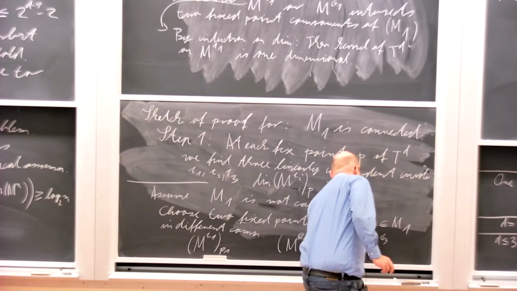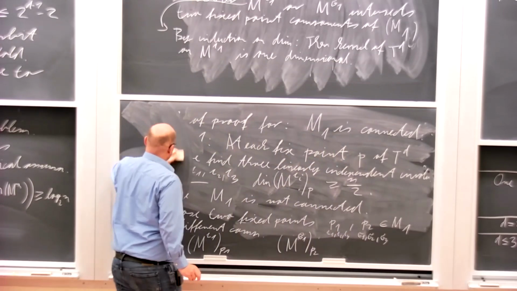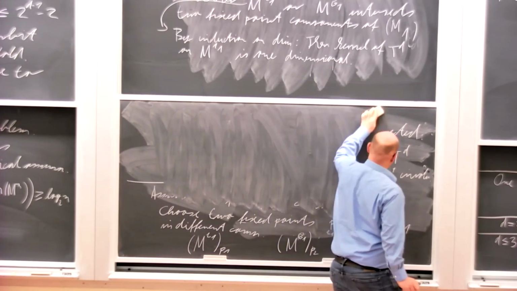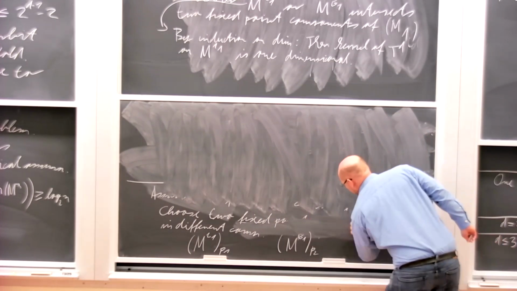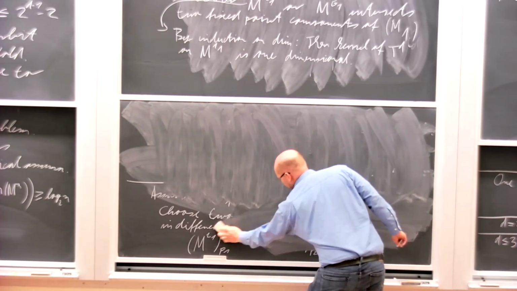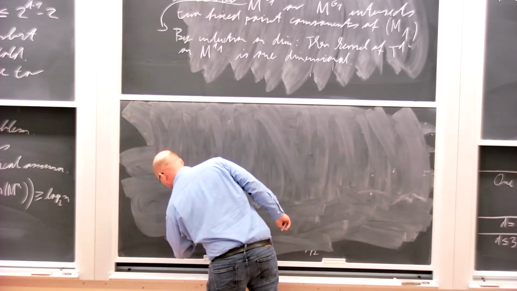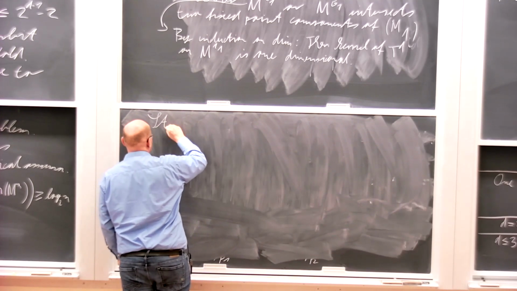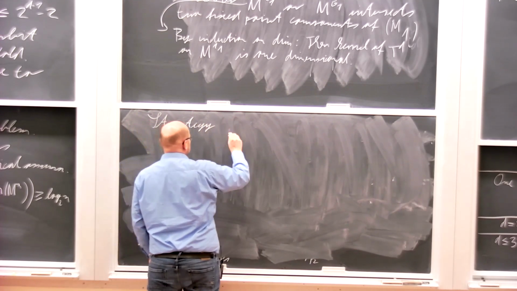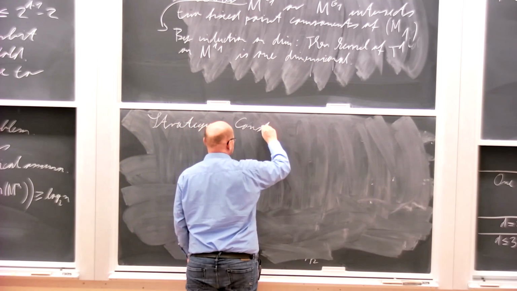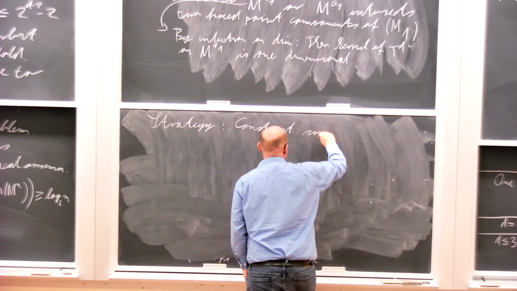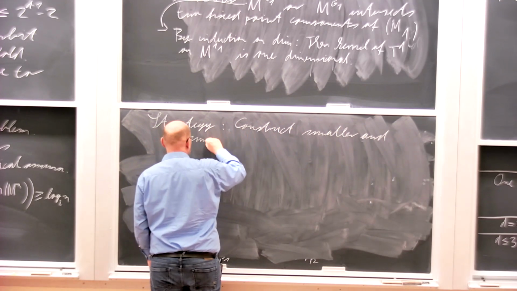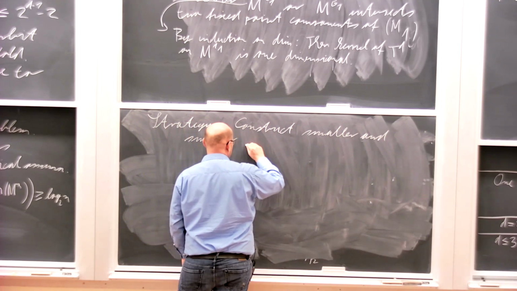So the strategy is then to construct smaller and smaller fixed point components of subgroups.